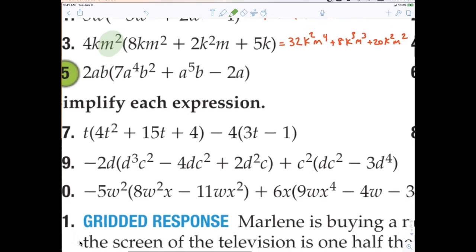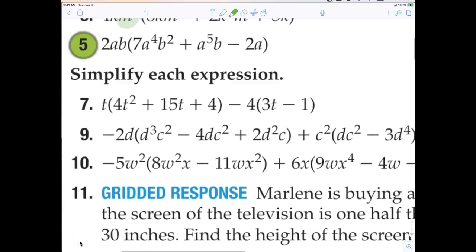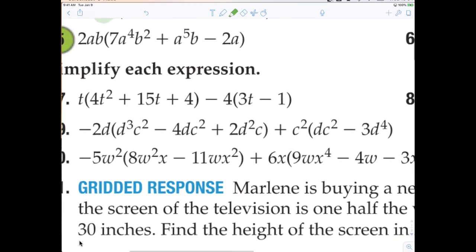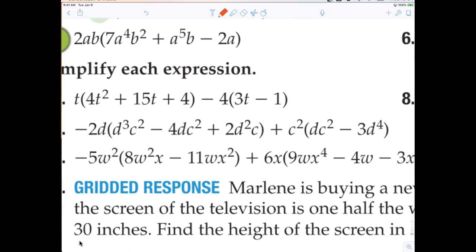Now I want everybody to write down the answer to number 5. Then I'm going to write it down, and you can see if you understand what's going on. Everybody write down what you think the answer is to number 5. 15 more seconds.